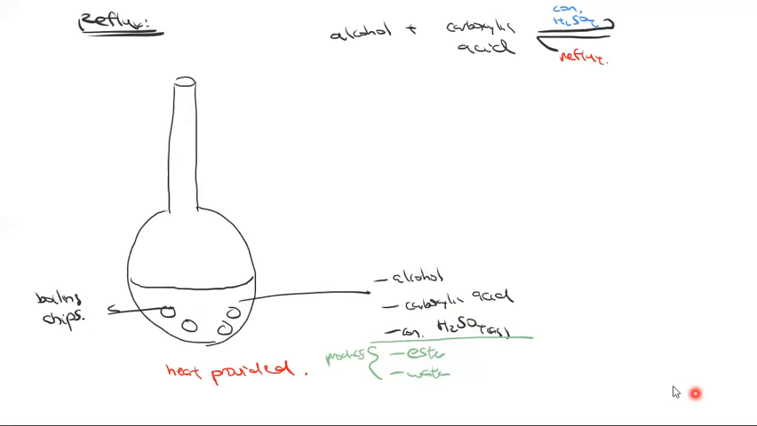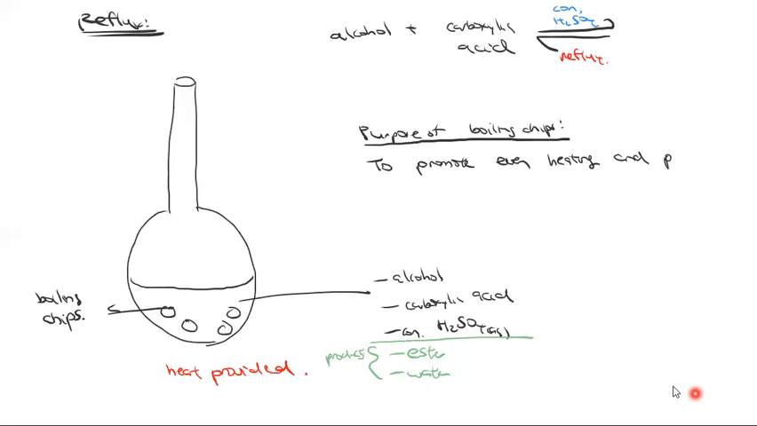What are the boiling chips for? So, some quick things. Purpose of the boiling chips. Essentially, if you get asked this, it'll be like a 1-mark question. Basically memorize for now: to promote even heating and prevent bumping by providing nucleation sites.